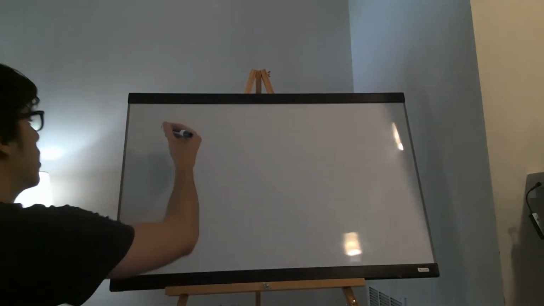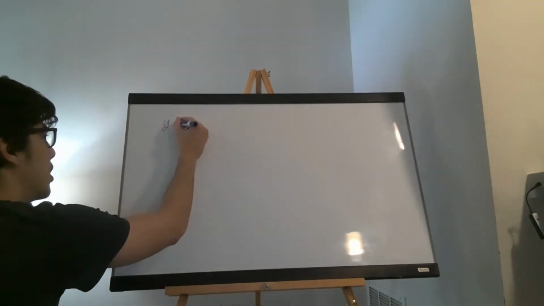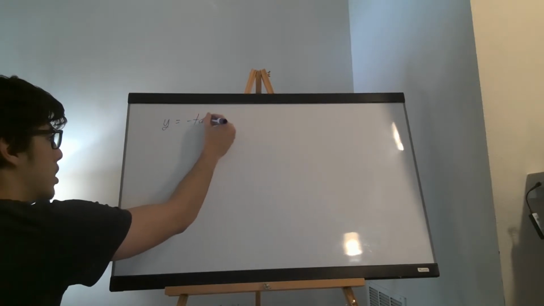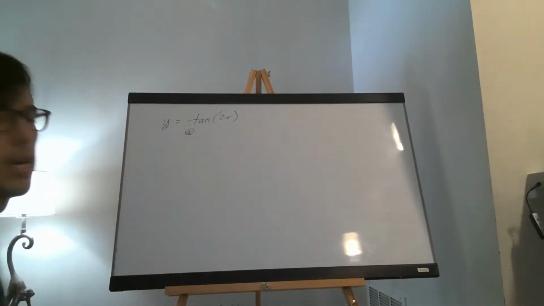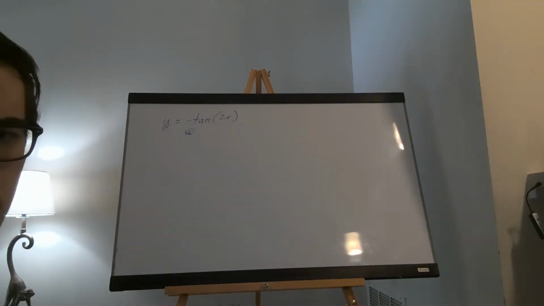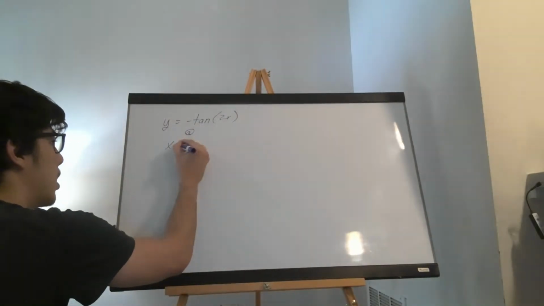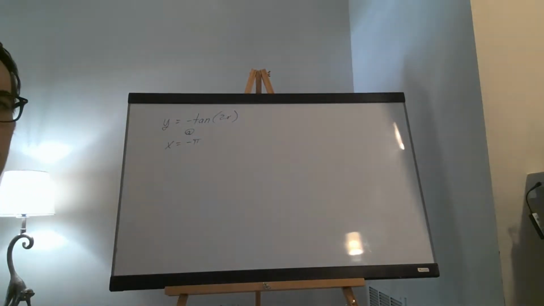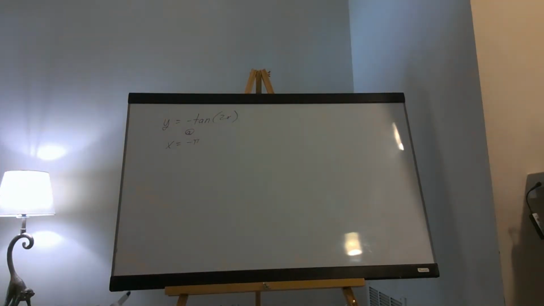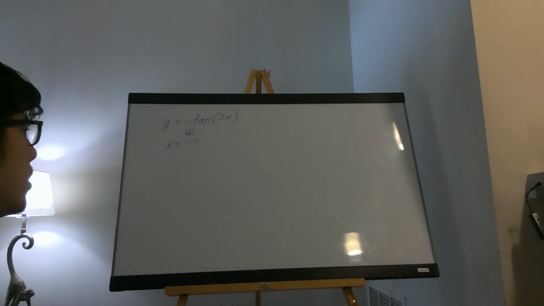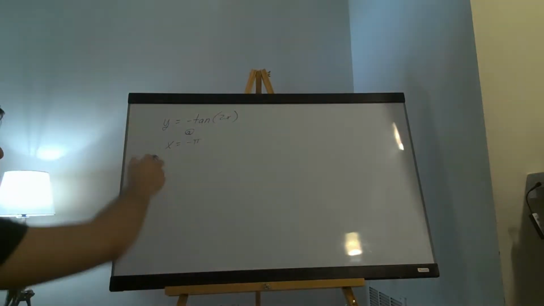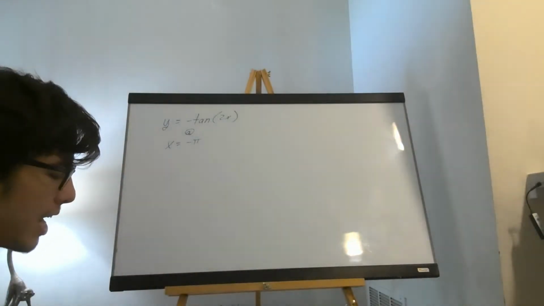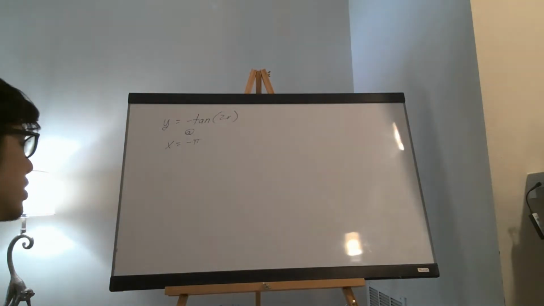All right, that looks interesting. Okay, so next problem, we have y equals negative tan of 2x at x equals negative pi. We are asked to find the slope of the tangent line.